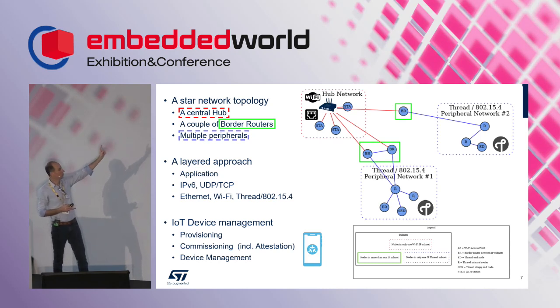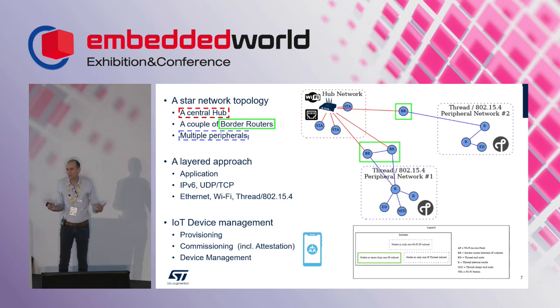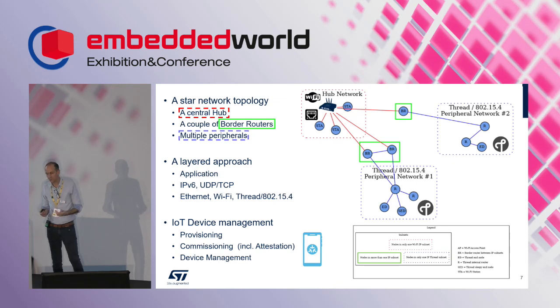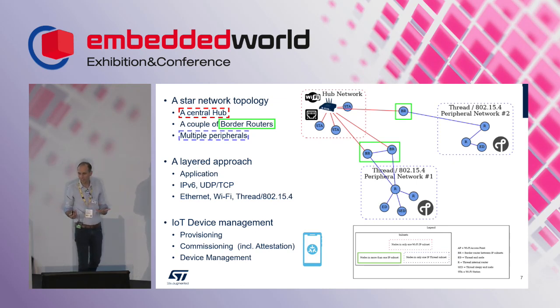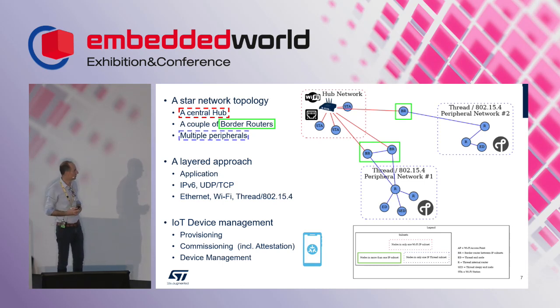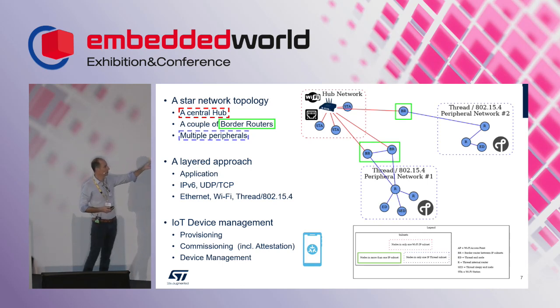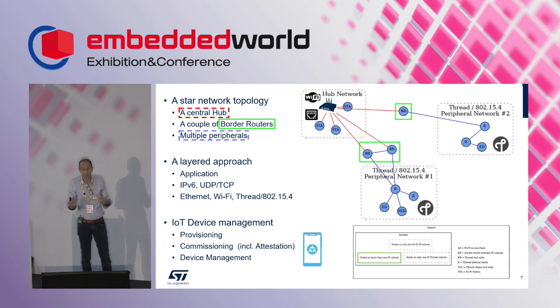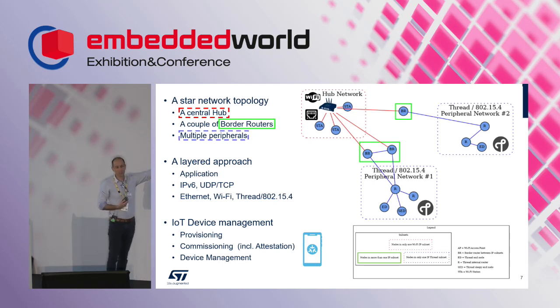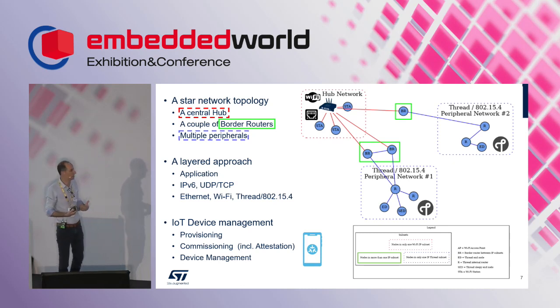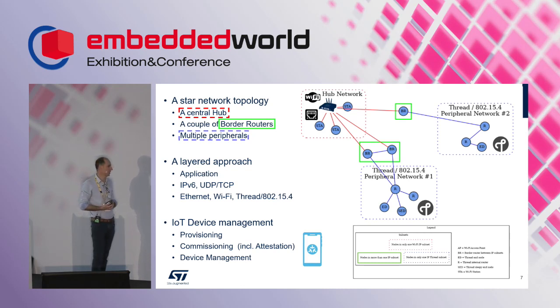So we have the central hub, we have the border routers, and then we have a full set of peripherals that in the Matter ecosystem we call endpoints. So it can be a light bulb, it can be a smart speaker, any kind of devices can be connected to the Matter ecosystem. In terms of software stack, we have a layered approach. On top, we have the application that gives the possibility to interact with the object, to have its operation on a daily basis. We have here a connectivity layer based on IPv6, UDP, TCP, which is commonplace in Ethernet devices. And at the lower level, it can be Ethernet, Wi-Fi, Thread, and so on. So there's a possibility to reuse all these existing protocols and have, in the end, the capacity to see them speak to each other and all integrated in the same network.